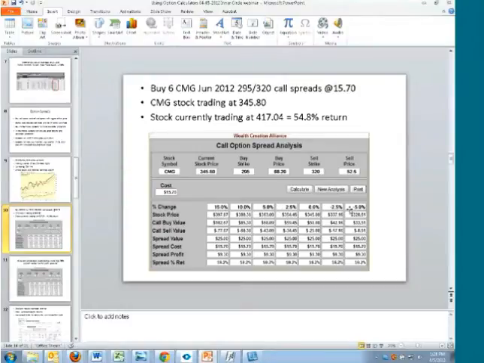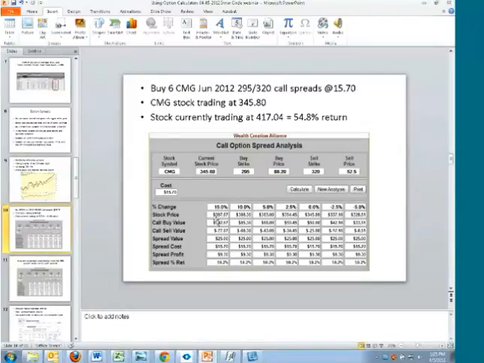In this top row, you want to make various assumptions for the percent change in Chipotle stock at option expiration, and I selected a 15% increase in the stock price to a 5% decrease in the stock price. And again, these calculations are based on the price of Chipotle stock at option expiration.